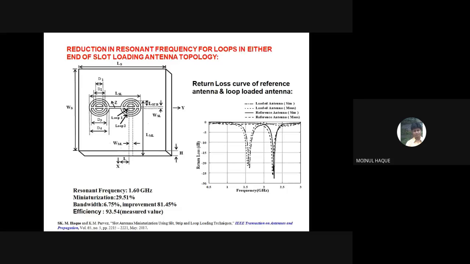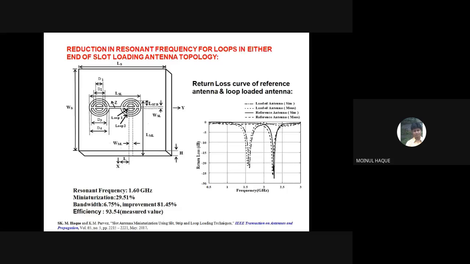You see 1.60 gigahertz below that. From 2.27 gigahertz to 1.60 gigahertz, in terms of percentage, we are getting 29.51 percent miniaturization, and our minus 10 dB bandwidth also increases, that is 6.75. So the improvement is around 81%. And in spite of loading, our efficiency is more than 90%, 93.54.